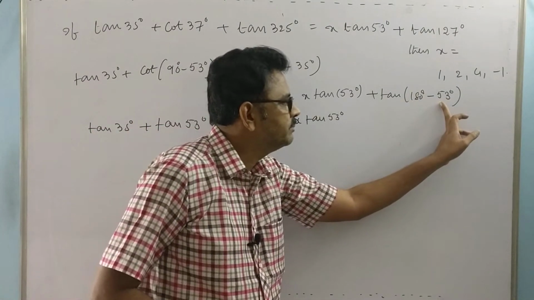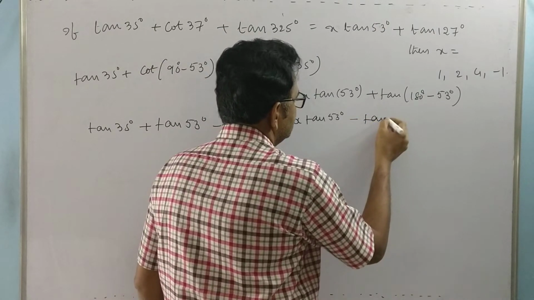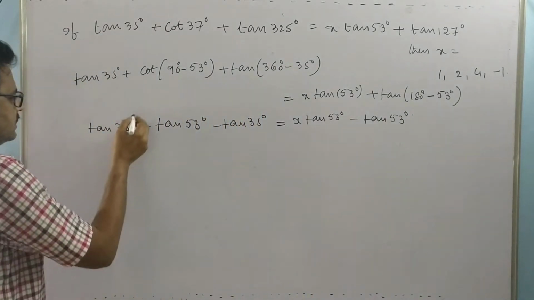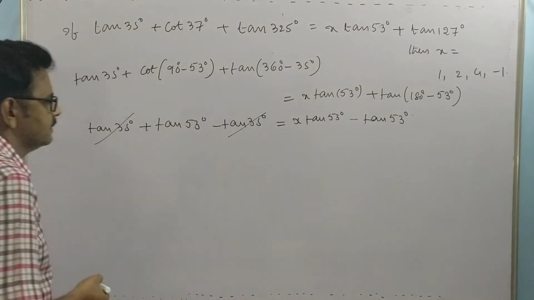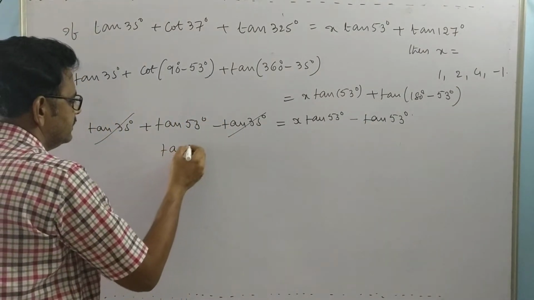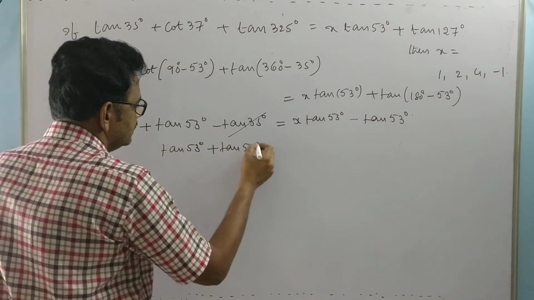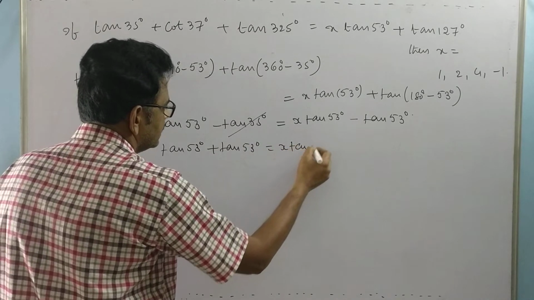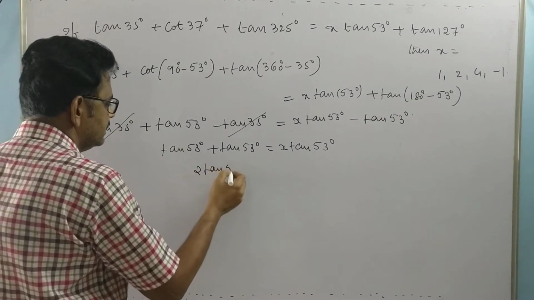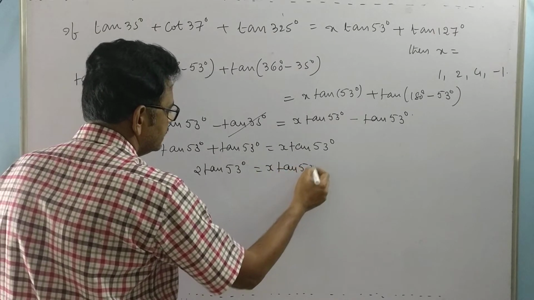Tan 180 minus theta means what? Second quadrant, tan is negative. So this is minus tan 53 degrees. Okay, so these two get cancelled. Now you take this side. So this is tan 53 degrees plus tan 53 degrees is equal to x into tan of 53 degrees. Therefore, this is 2 tan 53 degrees is equal to x tan 53 degrees.